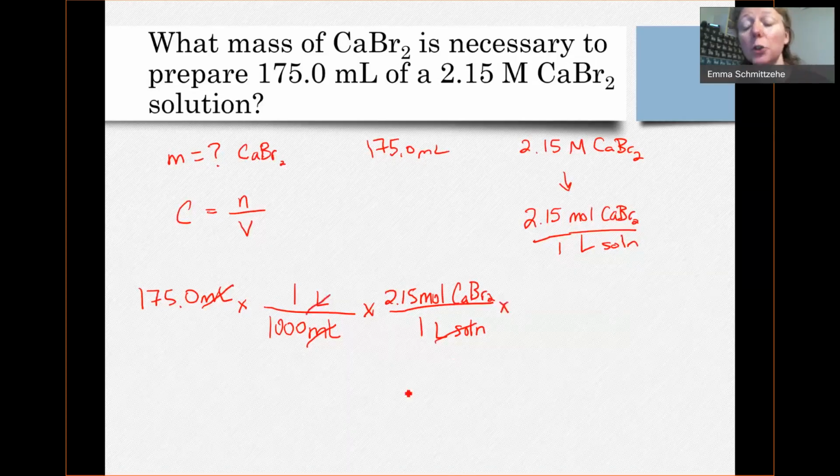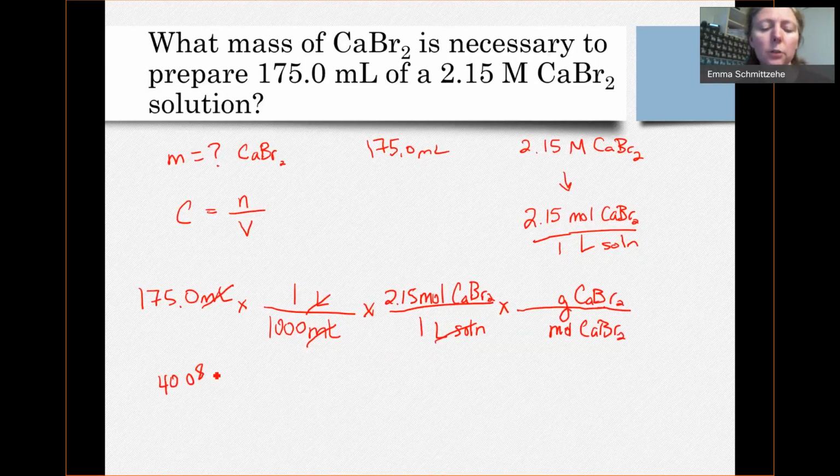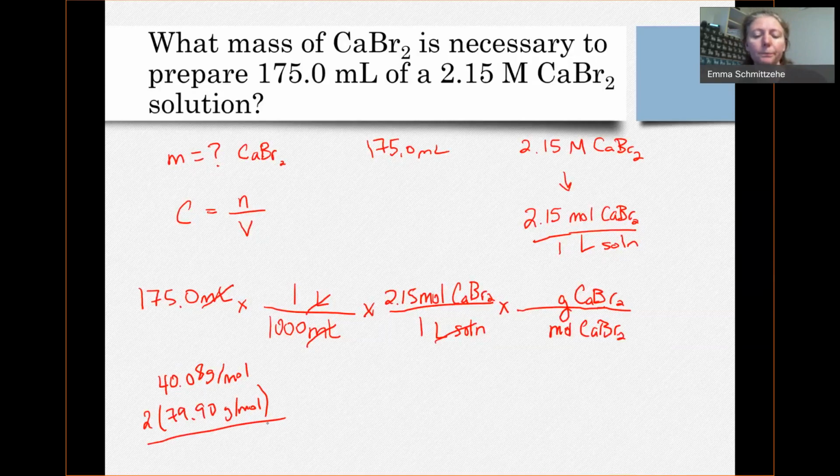And then my moles I can convert to a mass using molar mass. So I can get rid of moles of calcium bromide. I can go to grams of calcium bromide by using the molar mass. So I need to look up on the periodic table. If I look up calcium's 40.08 grams per mole, I have 2 bromines, each one of those is 79.9 grams per mole. So I add those together, and let's see what I get. Looks like 199.8 grams per mole. So that I can put into my ratio, 199.8, per 1 mole.